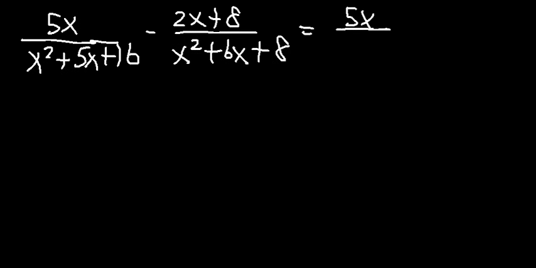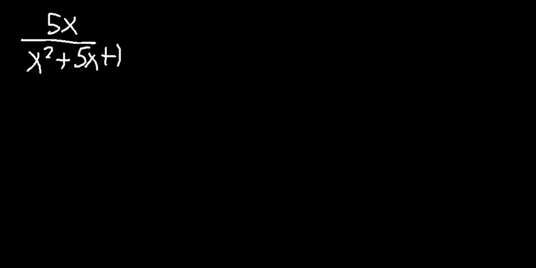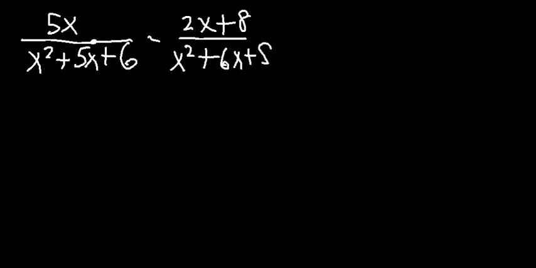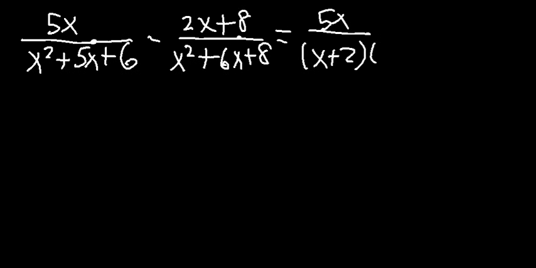Let's turn this into an 8. You know what? I know what happened. This was supposed to be a 6, and I wrote 16. And that makes a huge difference. Okay, now everything is good. So let's factor it. Two numbers that multiply to 6 but add to 5 are 2 and 3. 2 times 3 is 6, 2 plus 3 is 5. So it's x plus 2 times x plus 3.